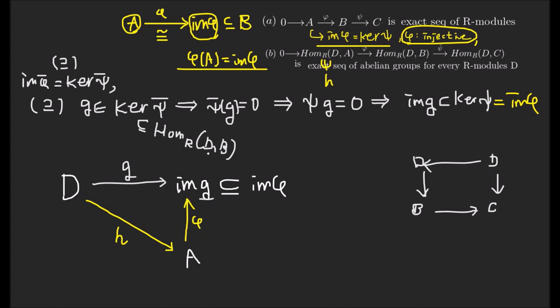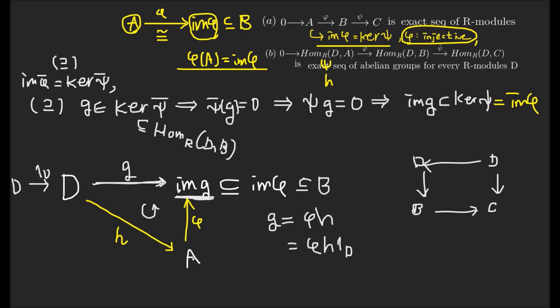Okay, from D to B, but this is also B. The map is D to B, but the codomain is restricted. Then in this diagram we can write G as phi composed with H composed with phi. Using this, we can also write this as phi, H, 1 identity D. Identity D is D to D, H is D to A, and phi.